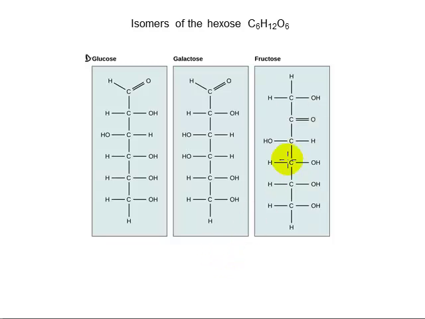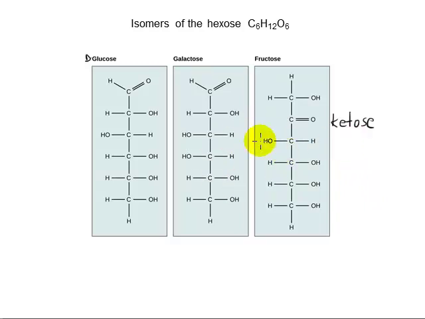Now what about this hexose on the right, fructose? It has the same molecular formula as the other two, C6H12O6. Is it a stereoisomer of D-glucose? Well, no. In this case, there's actually a difference in the covalent connectivity. Notice that the carbonyl group on fructose is internal to the carbon chain, so it's a ketose sugar. So fructose would be a structural isomer of glucose.